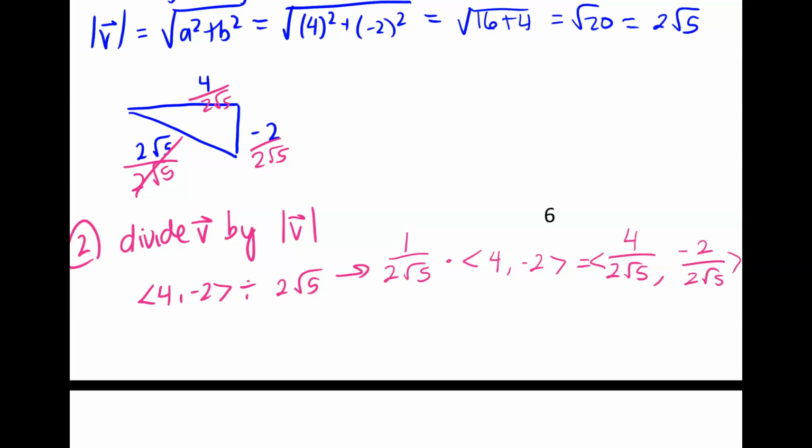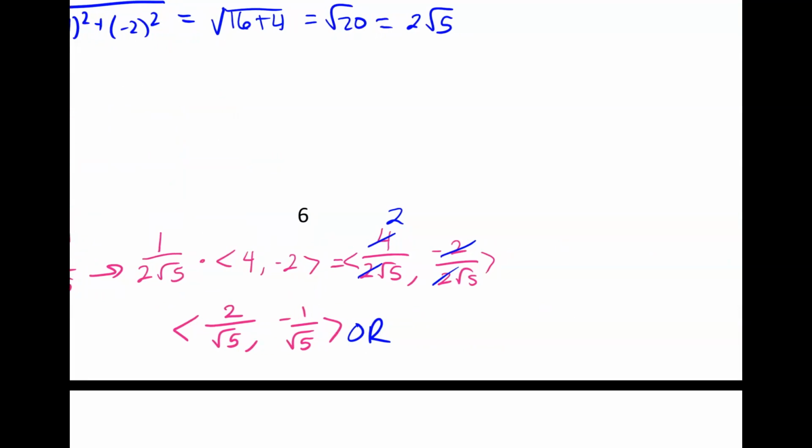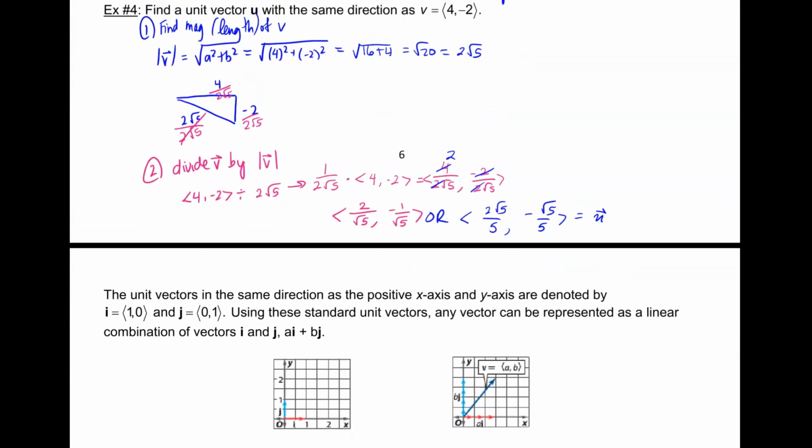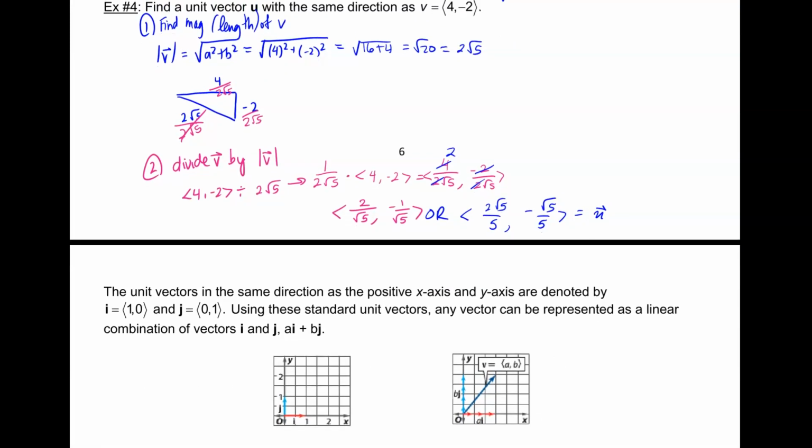Simplify this out if you want. So I can write this as 2 over root 5, comma, negative 1 over root 5, because the 2 cancels out, and it's just negative 1. Or I could write it this way: if you rationalize, you could write it as 2 root 5 over 5, comma, negative root 5 over 5. And this is my unit vector u. So notice the unit vector is in the same direction as the original vector.